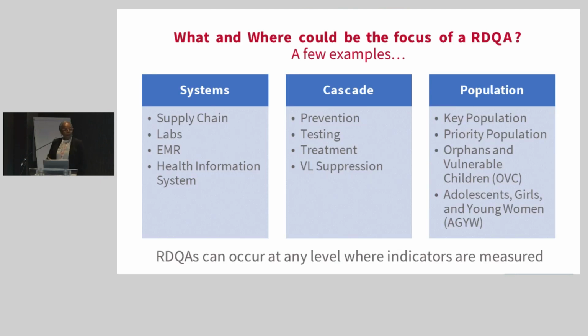So what and where could be the focus of our routine data quality assessments or any DQA in that matter? The DQA can occur at any level where indicators are being measured. So they can occur at the system level where you can do a DQA around your supply chain, labs, EMR, or health information systems, or a cascade where there's prevention, testing, treatment, and viral load suppression, or population where there's key population, priority population, OVC, or AGYW.